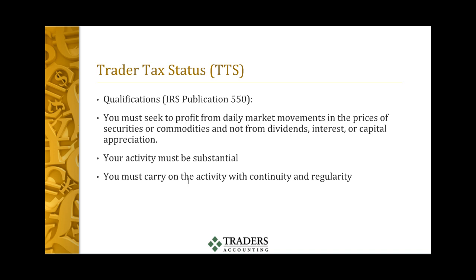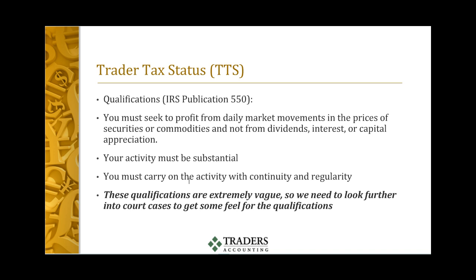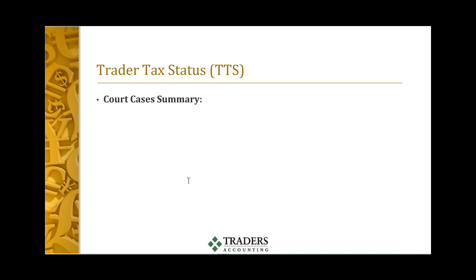So what we have to do is look at this stuff in the light of court cases. Because these things are extremely vague, and very often Congress writes this stuff or the IRS comes up with this stuff, we have to find out what the real qualifications are. What happens is these people take this stuff to court, and so we have to look to the court cases for this. So first of all, here's the first qualification that we find, our court cases summary, if you will.